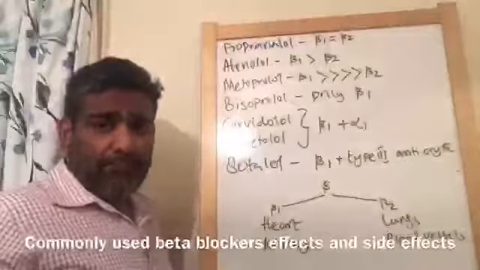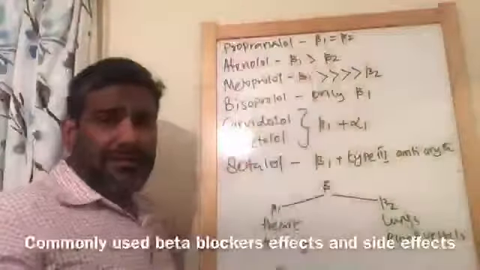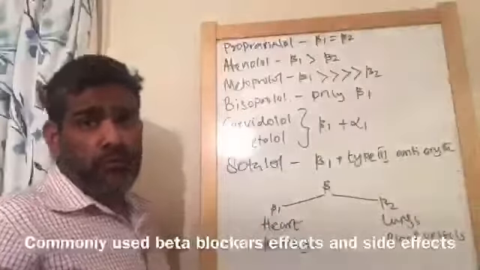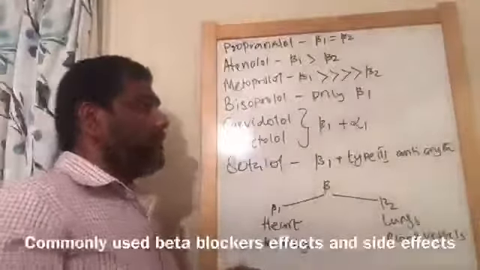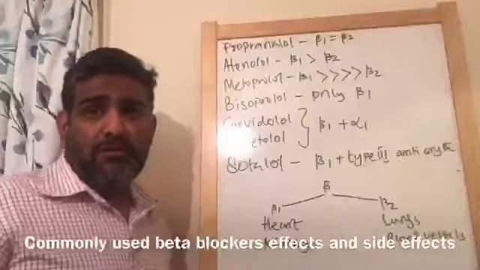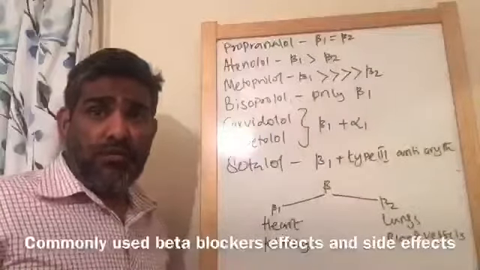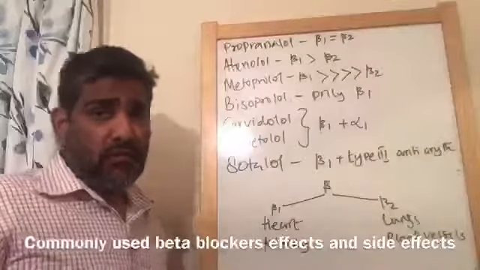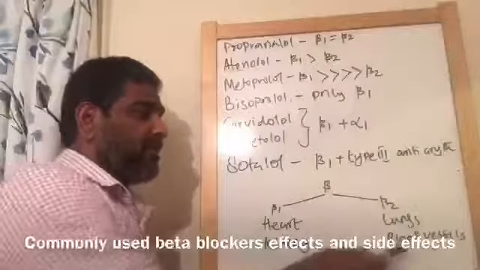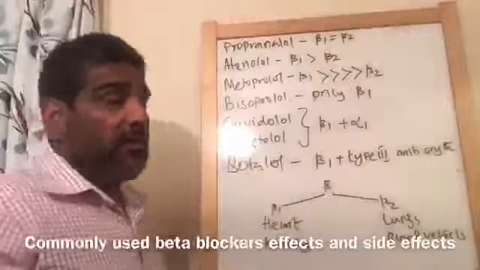Atenolol is more specific to beta 1, but it still exerts some effect on beta 2 receptors too. So it can even produce bronchospasm, and it is not wise to use in asthma patients. So don't use atenolol in asthma patients. At the same time, it can produce cold extremities like other beta blockers.